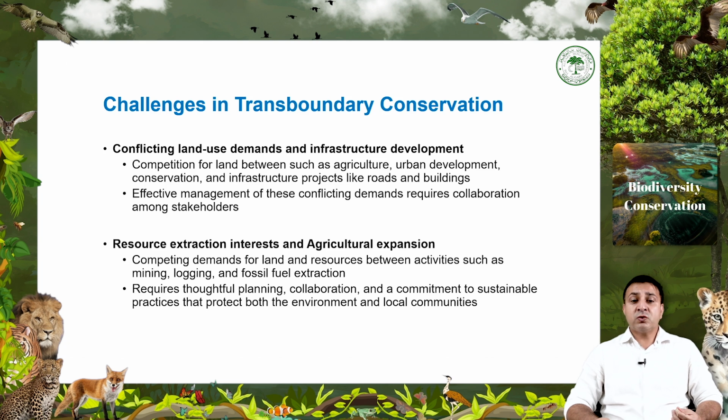Another is resource extraction interest and agriculture expansion. We can say resource extraction interest and agriculture expansion refer to the competing demands for land and resources between activities such as mining, logging, and fossil fuel extraction, and the need for agriculture production to support food security. We can say finding a balance between resource extraction and agriculture expansion requires thoughtful planning, collaboration, and a commitment to sustainable practices that protect both the environment and the local communities.